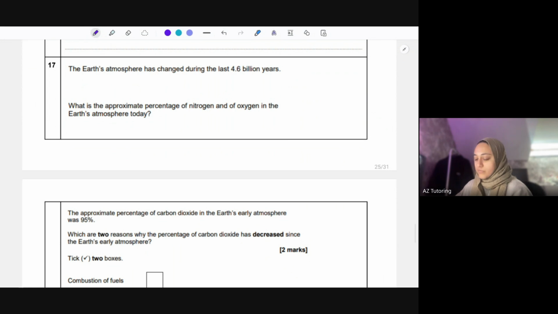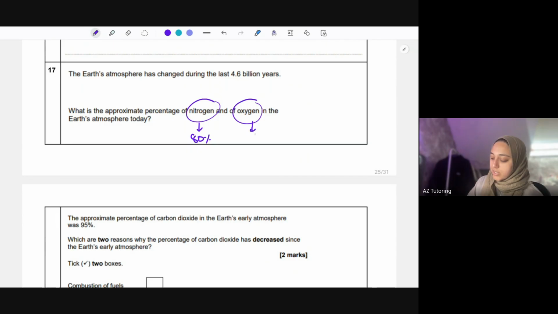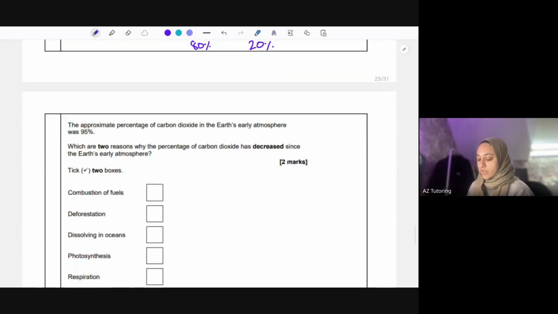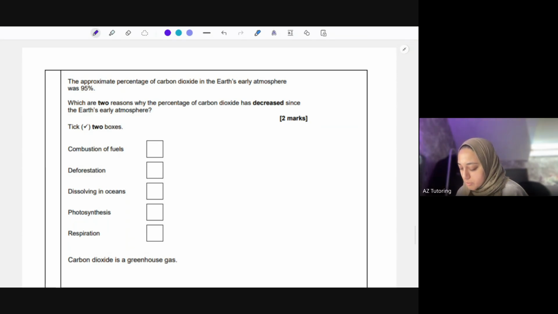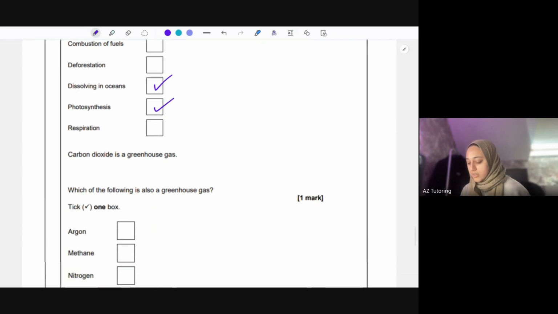Question 17 says, Earth's atmosphere has changed during the last 4.6 billion years. What is the approximate percentage of nitrogen and oxygen in the Earth's atmosphere? So nitrogen roughly makes up about 80%, and oxygen is roughly around 20%. Nitrogen's unreactive, so that's fine just being there. The approximate percentage of carbon dioxide in Earth's early atmosphere was 95%. Which are the 2 reasons why the percentage of carbon dioxide has decreased since the Earth's early atmosphere? So as I said before, it dissolved in the oceans, which is why it decreased. And another reason why it decreased as well was because plants used it for photosynthesis. So that's the other reason there as well.